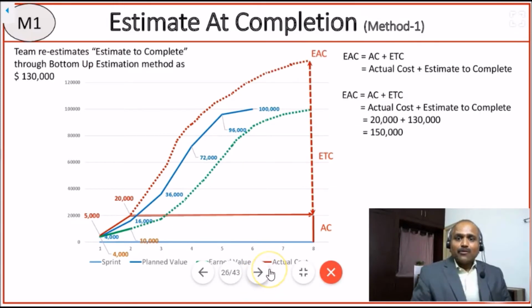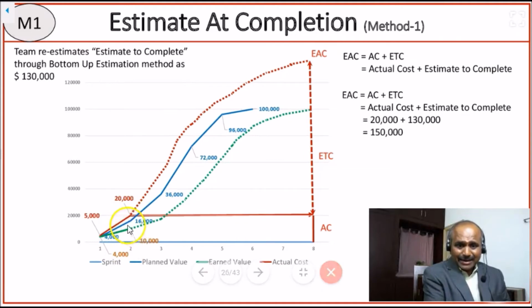So friends, what is estimate at completion? How do we calculate it? There are several methods. There are 4 methods in use, out of which we will most frequently be using one. So let us talk about the first method. The first method is, boss, as of now I have spent $20,000. I completed $10,000 worth of work. That's why my earned value is 10,000 and actual cost is 20,000.